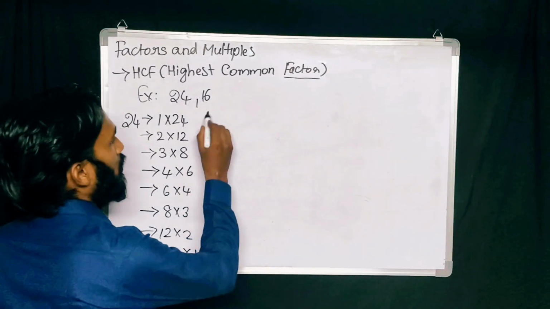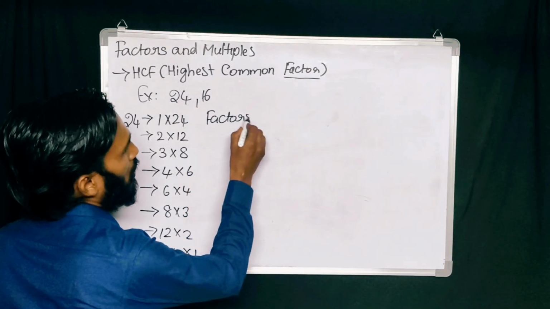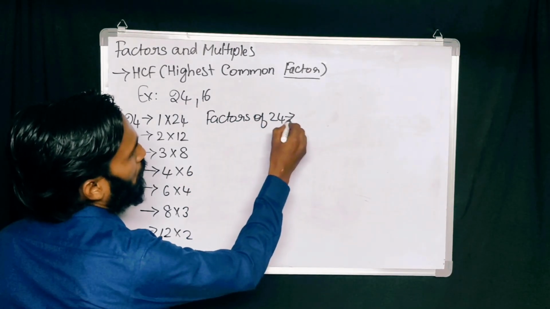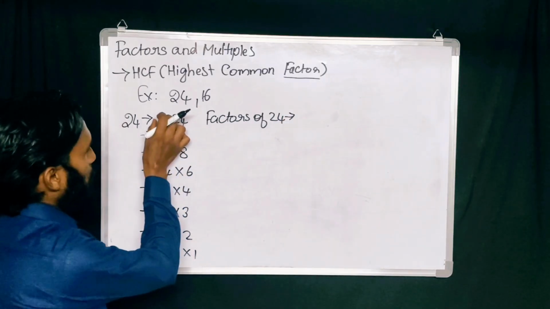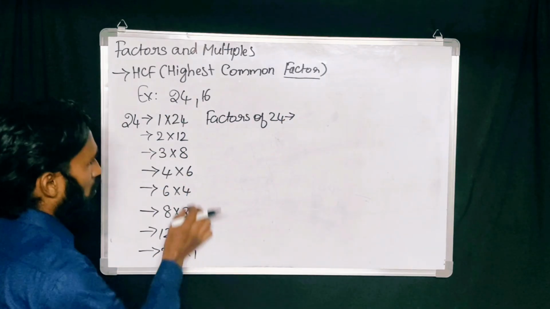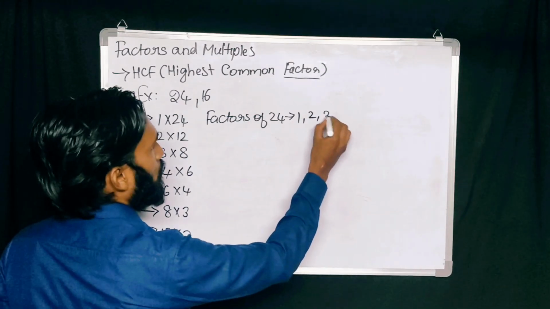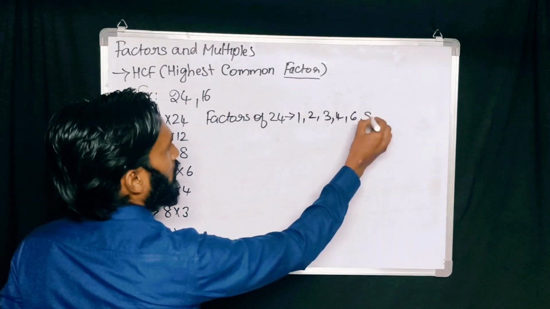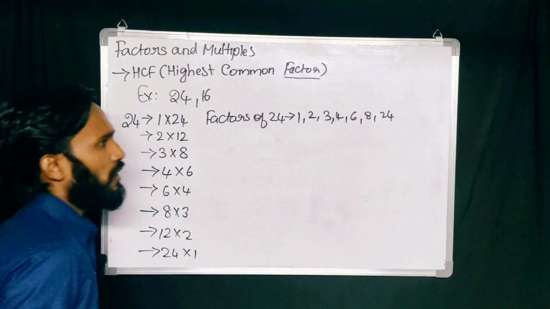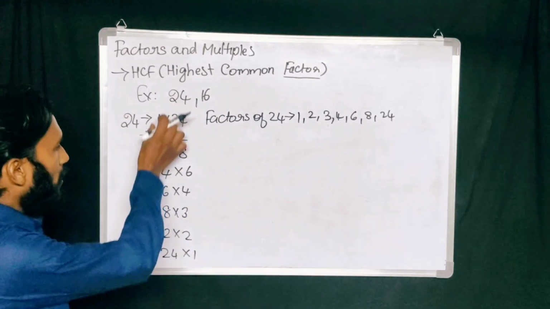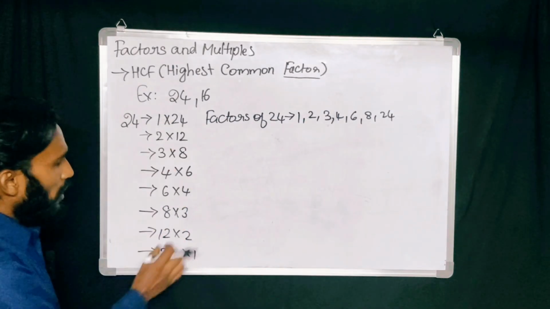Now write the factors of 24. Either you take the left side numbers or the right side numbers, both are the same. So 1, 2, 3, 4, 6, 8, 12, 24. I did nothing, I am just writing the factors, copying what I wrote here.